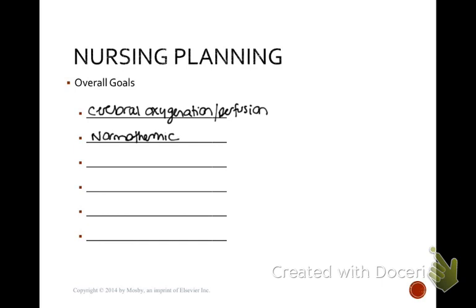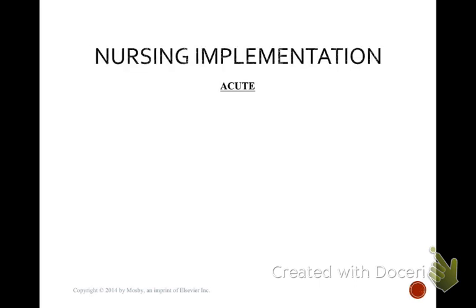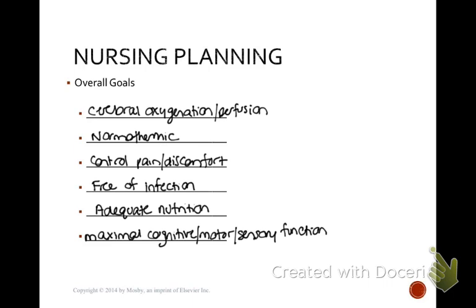We want them to be normothermic. We want to control any pain or discomfort. Free from infection, nutrition, and maintain all the function, right? All the things we've been talking about. All the reasons why we're going to catch it and intervene. Maximal cognitive, motor, and sensory function. We want them to function at the highest level they can, right?